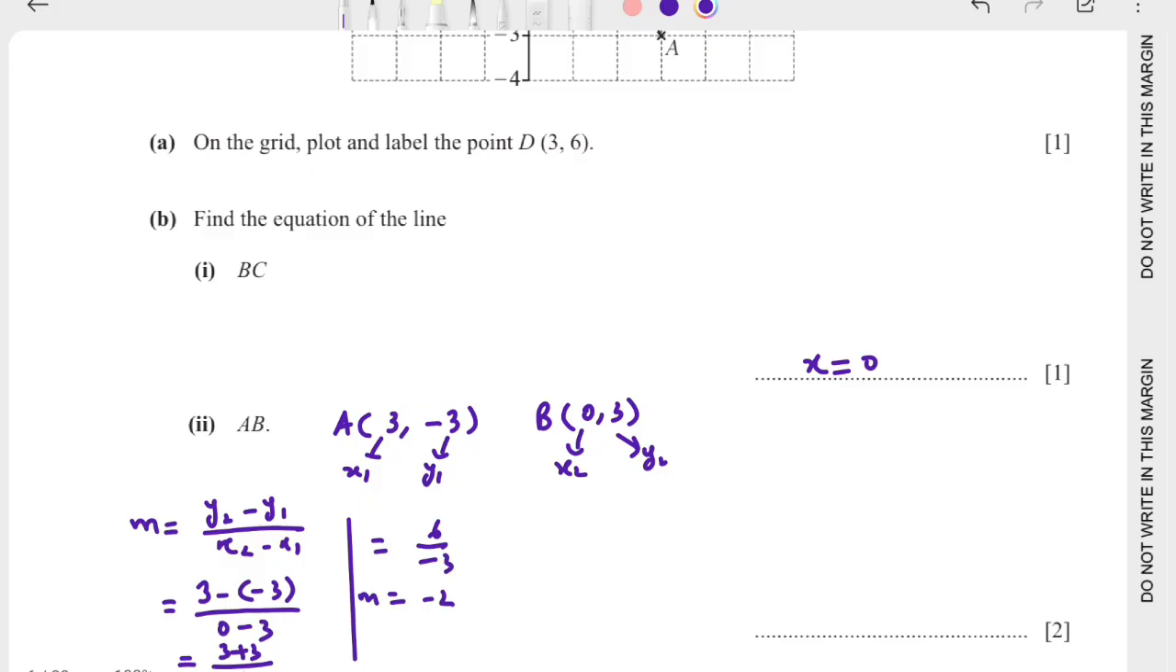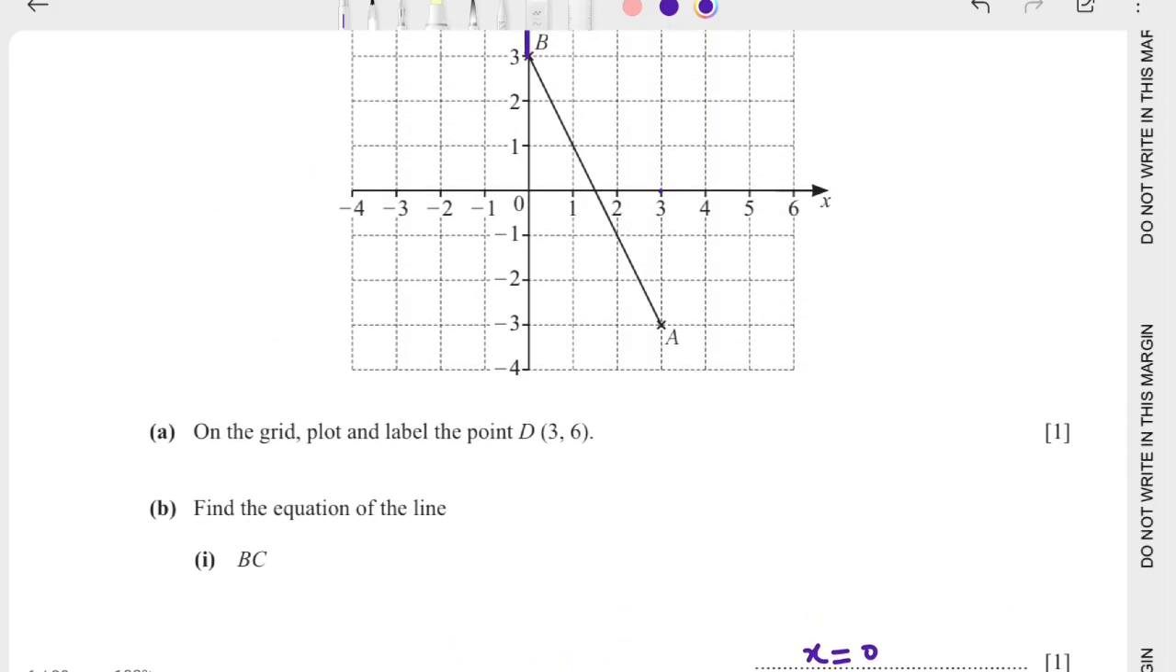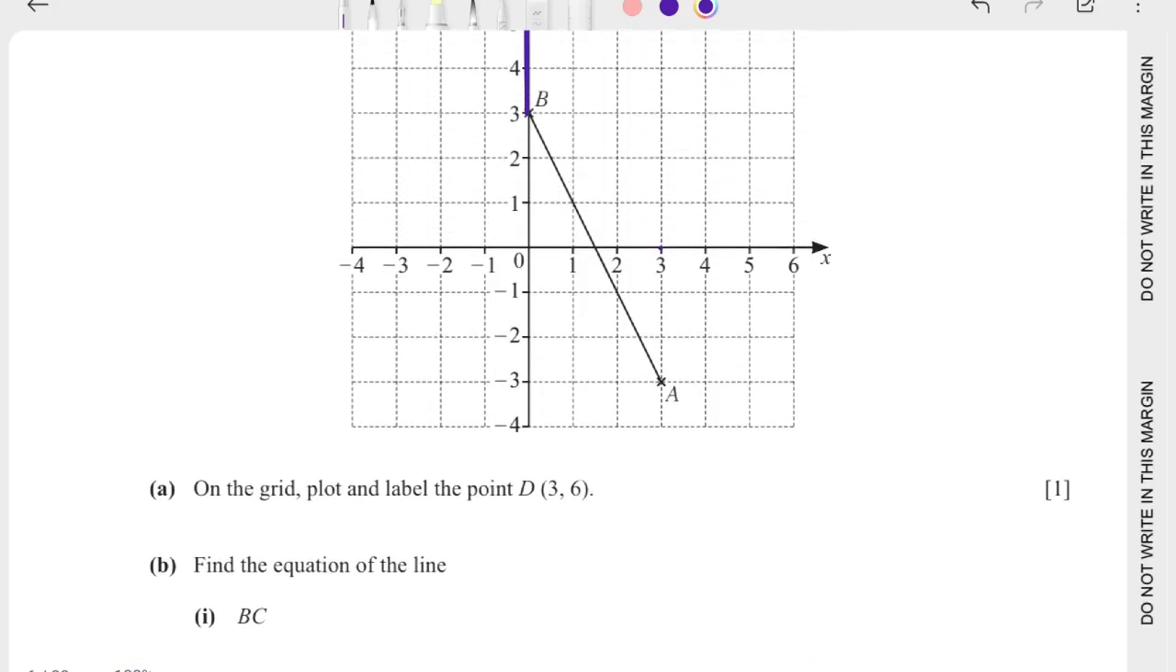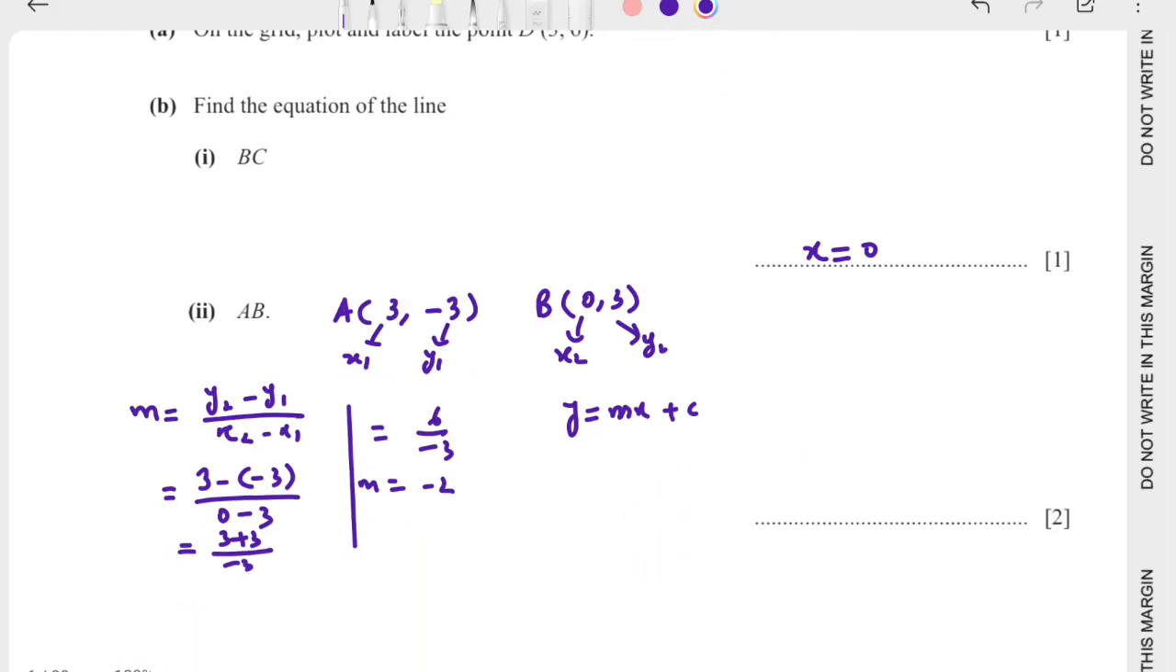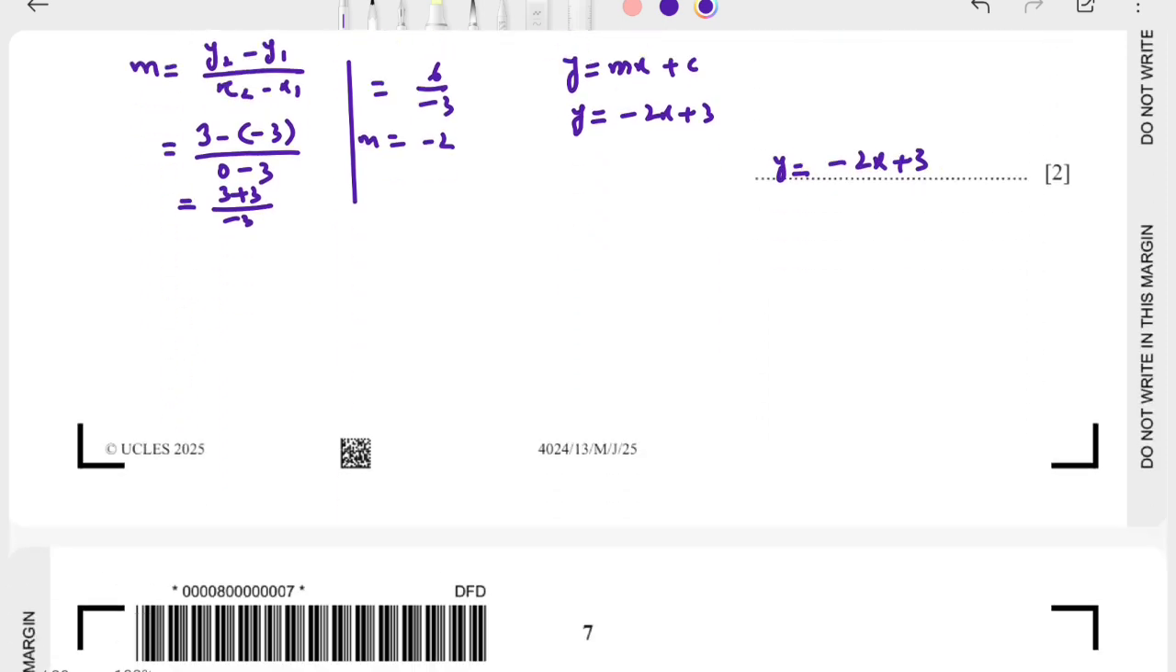Now we have to find the equation, that is y is equal to mx plus c. We can see the y-intercept from here, that is 3. So the final equation would be y is equal to minus 2x plus 3. Next question.